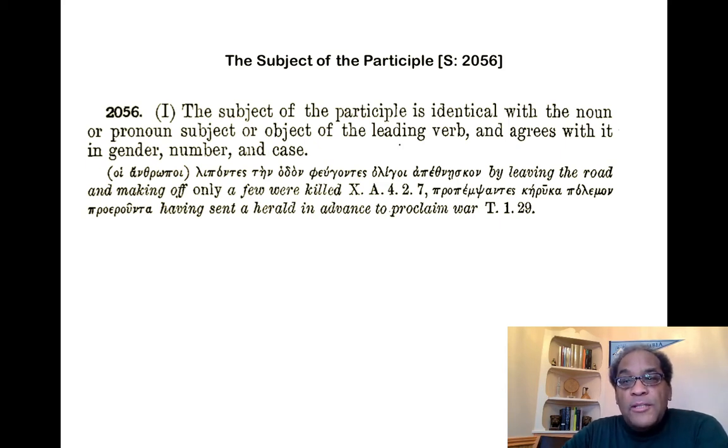I'll just read it again so you can put it all together. The subject of the participle is identical with the noun or pronoun, subject or object of the leading verb, and agrees with it in gender, number, and case. As I said, in the second example, proereunta agrees with keryka, which is the object of the main verb, and leipontes and pheugontes agree with hoi anthropoi, being the subject of the main verb in the first example. Okay.